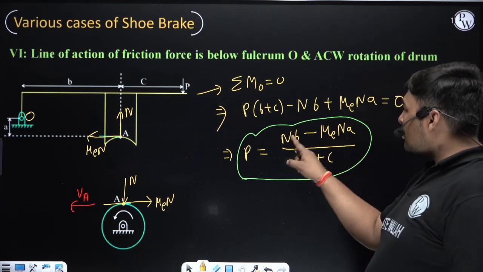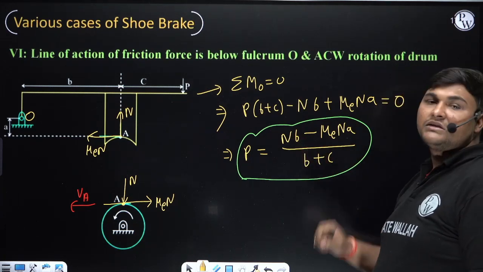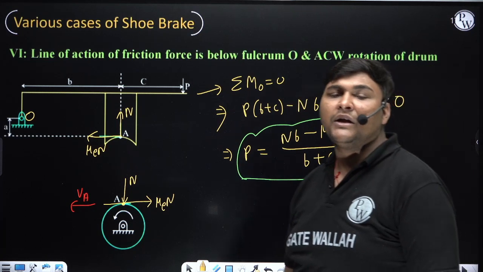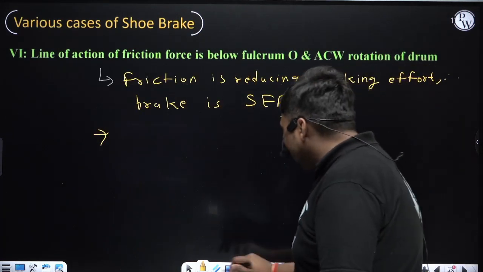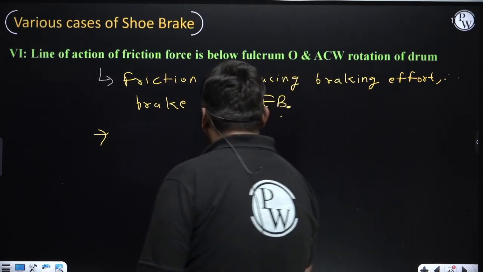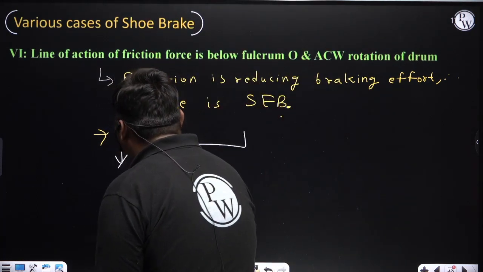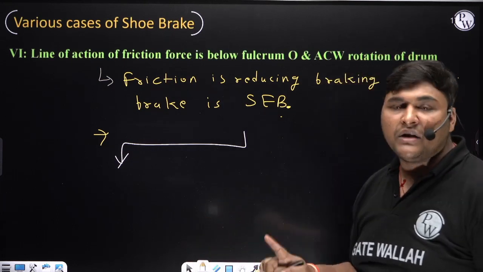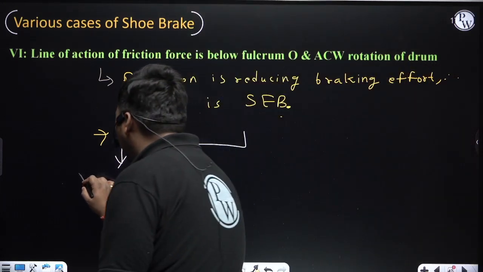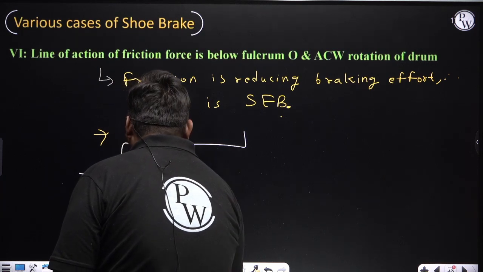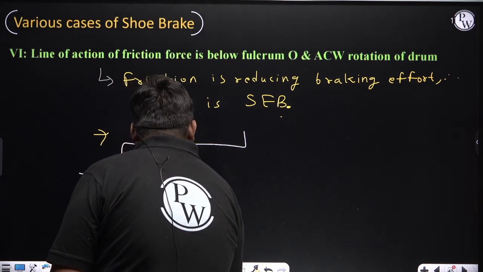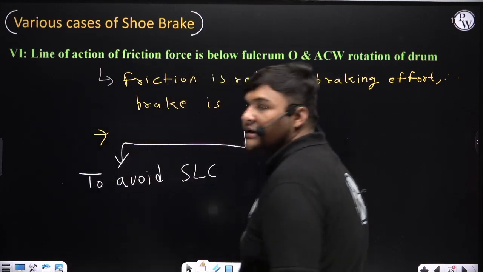If this term is equal to this or this term is more than this, then P will become 0 or negative, means brake will be in self-locking condition. So here both cases are possible. If I want to find the case when self-locking condition is not occurring, means we want to find the condition to avoid self-locking condition.